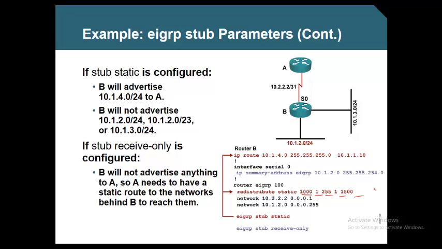So for the static route, the next hop will be router B. A will not receive anything from B. If A wants to reach the network behind B, A should write a static route to come here. They will form a neighbor, but B won't give anything.